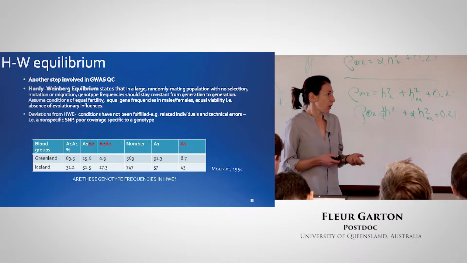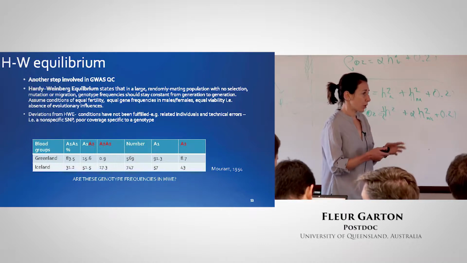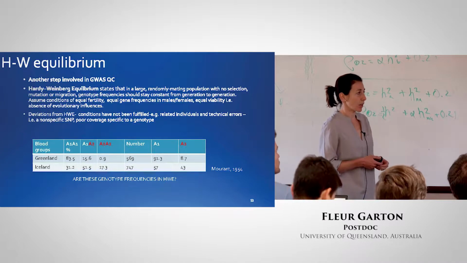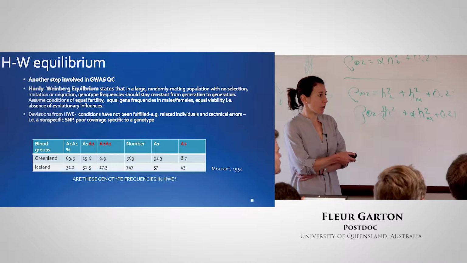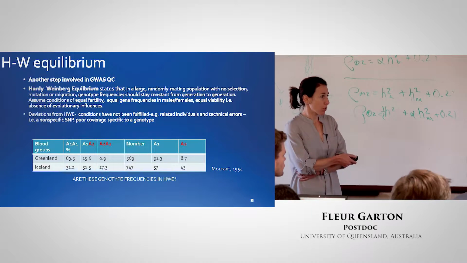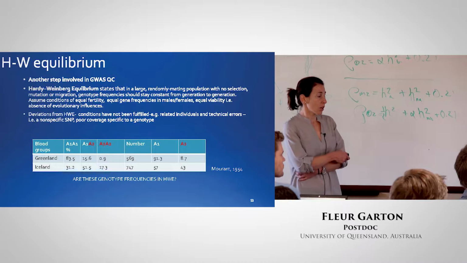So I just have here some quite old data, but it's blood groups from Greenland and Iceland. These are your genotype frequencies here. So A1 is the homozygote, A2 is the other homozygote, and you have the heterozygotes here. The proportions are quite different between these two countries. And then also you have the allele breakdowns, and these are the number of individuals.